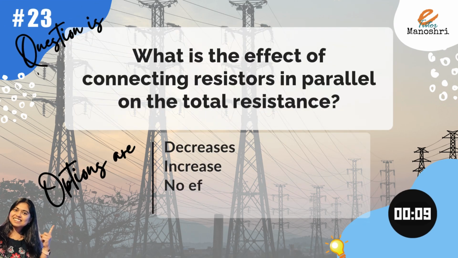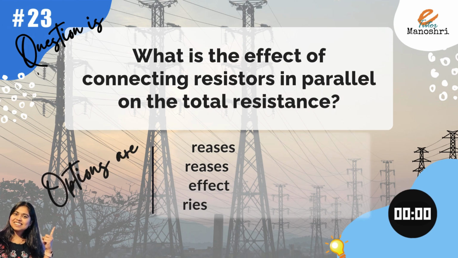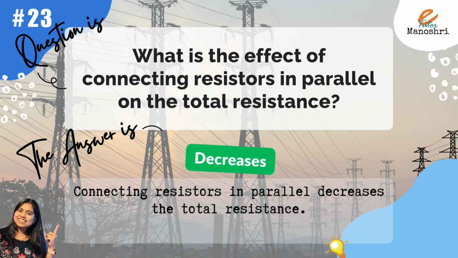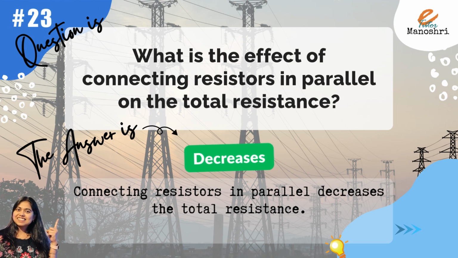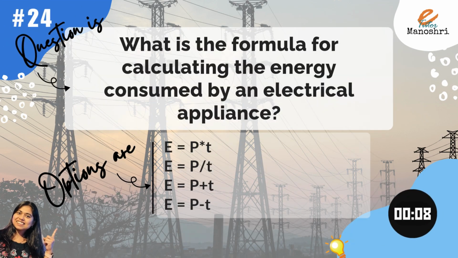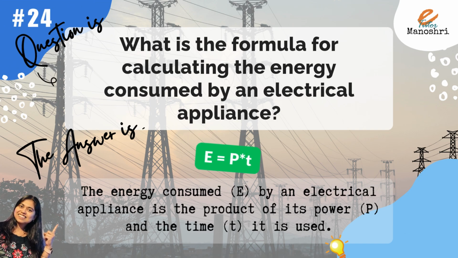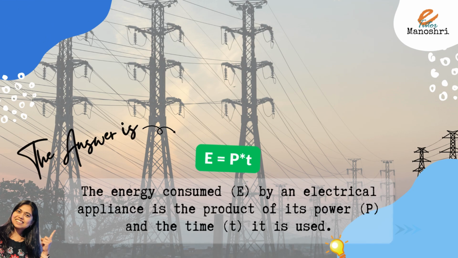What is the effect of connecting resistors in parallel on total resistance? Connecting resistors in parallel decreases the total resistance. What is the formula for calculating the energy consumed by an electric appliance? The energy consumed by an electric appliance is the product of its power and the time it is used.